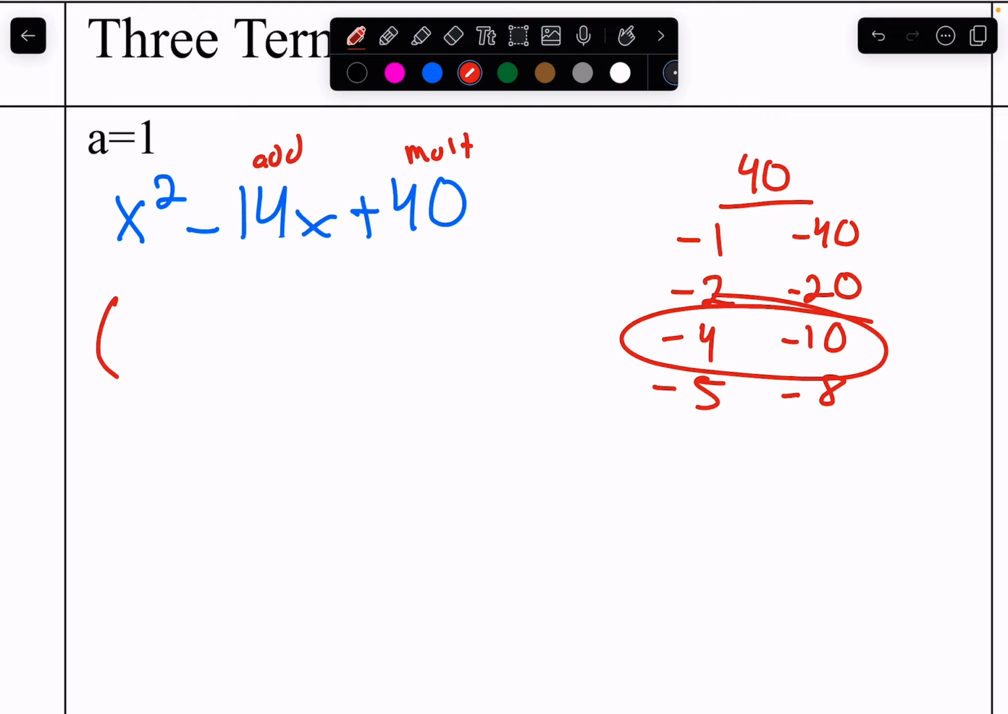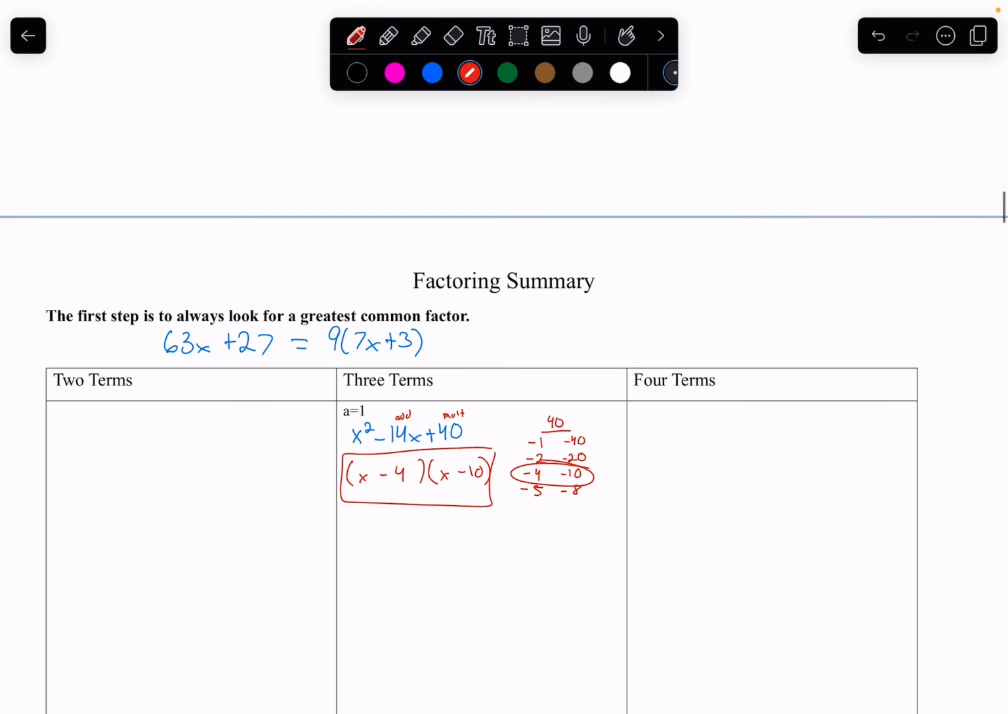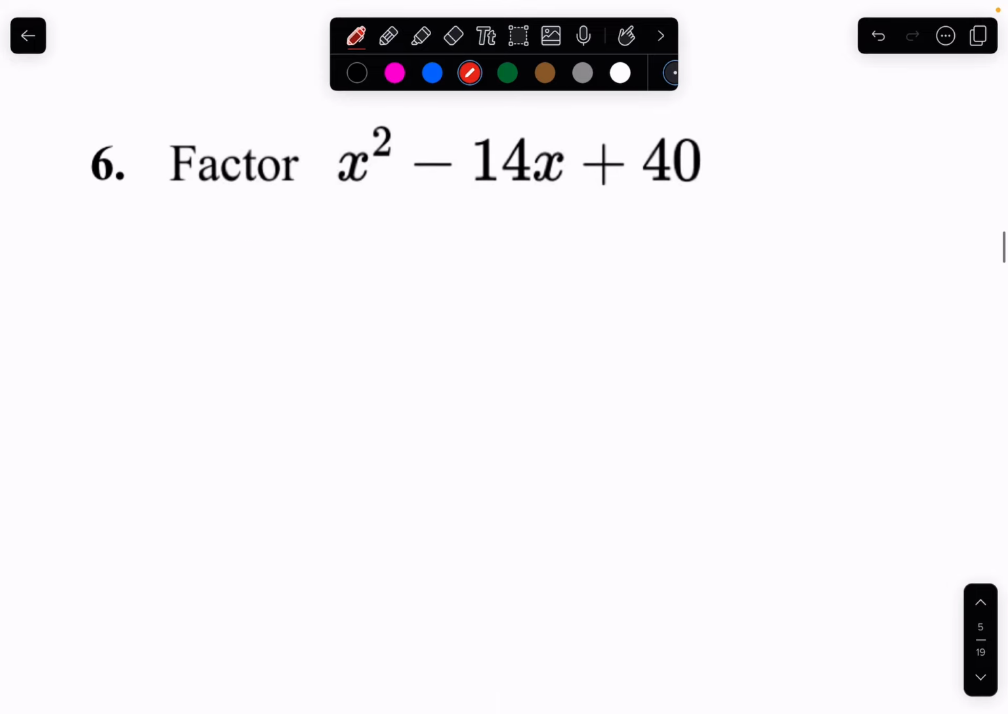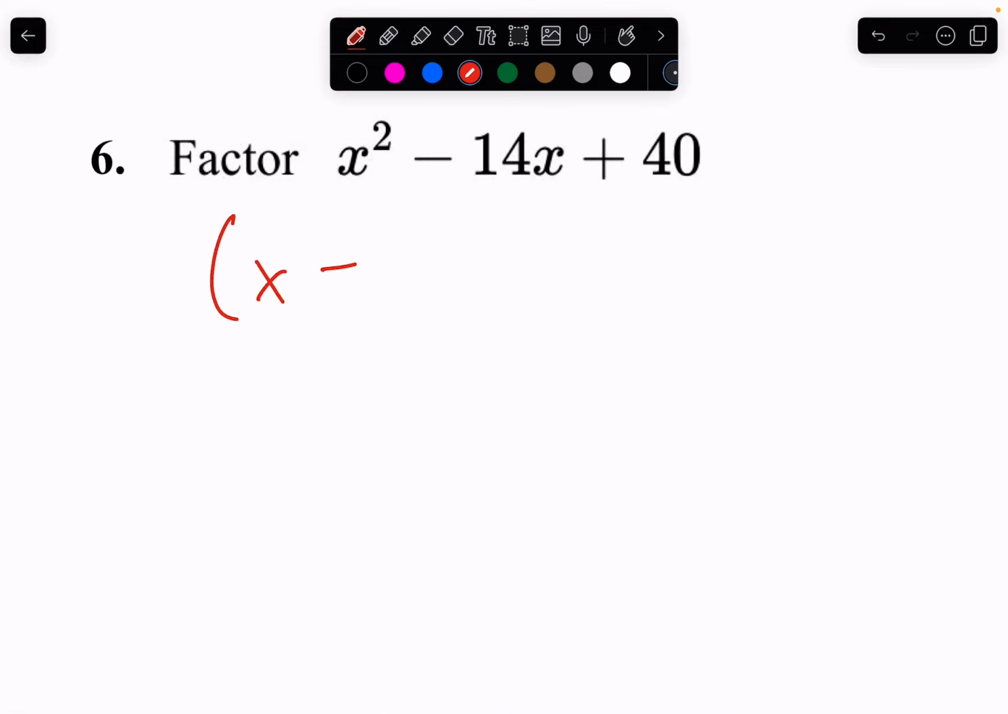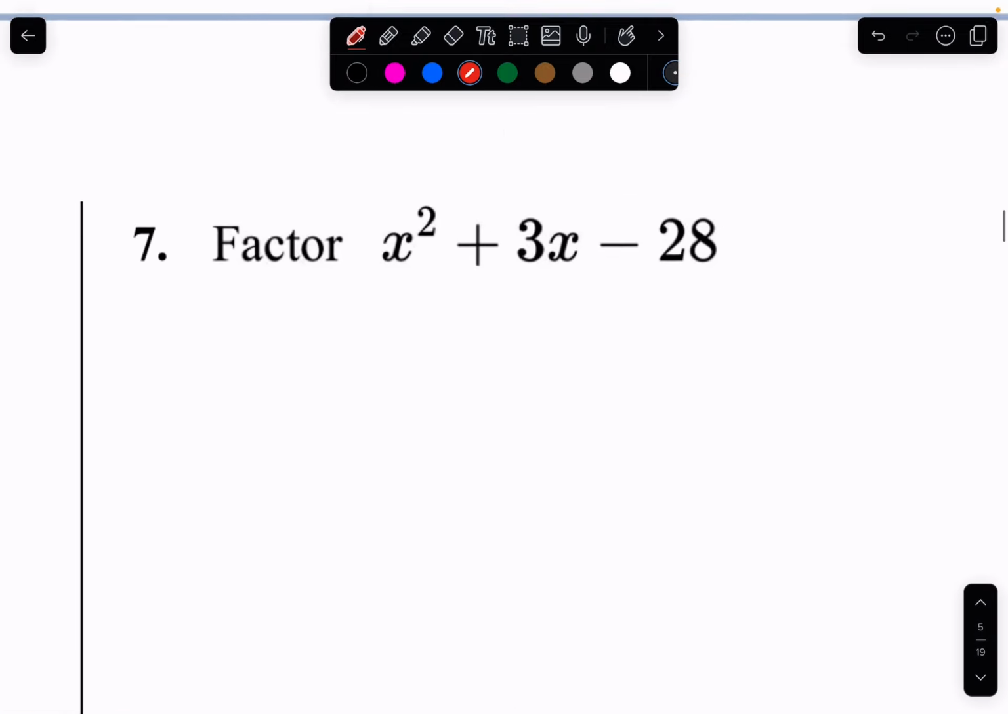So we then set it up like this. You always just put an x and an x, or, you know, if it's an a squared, you would do a and a, whatever. And then you take your 2 numbers. We got a minus 4 and a minus 10. All right. So that would be our answer here. That's all we got to do. So we can go ahead and at least write our answer here. All right. So let's go ahead and try the next one.